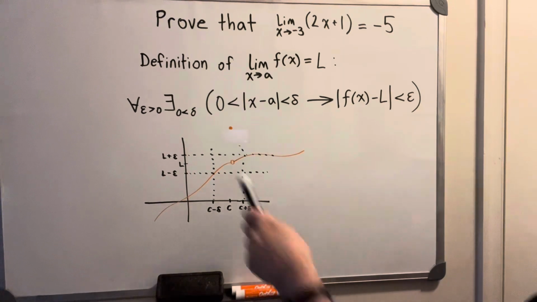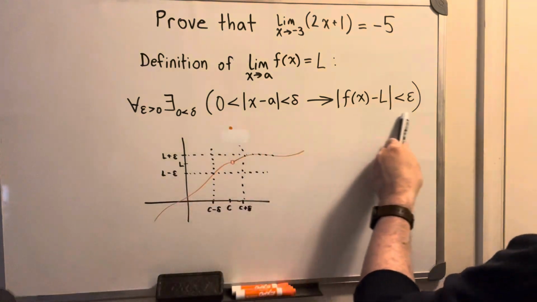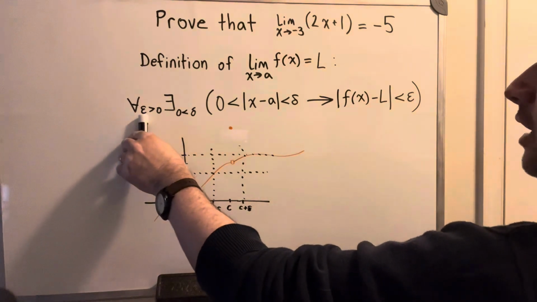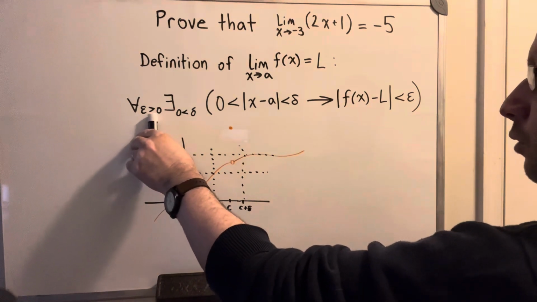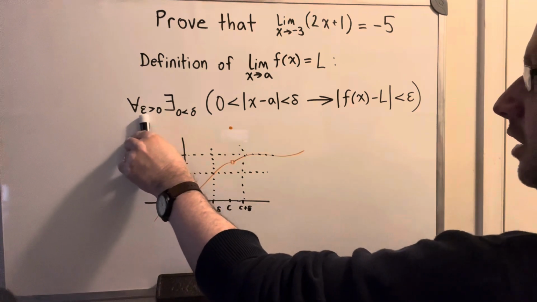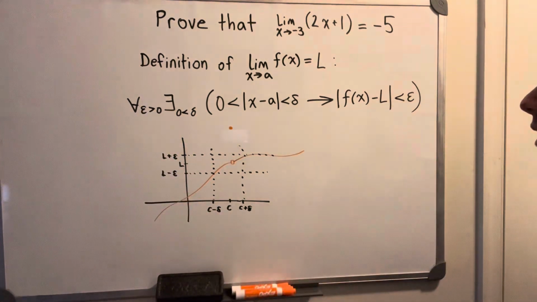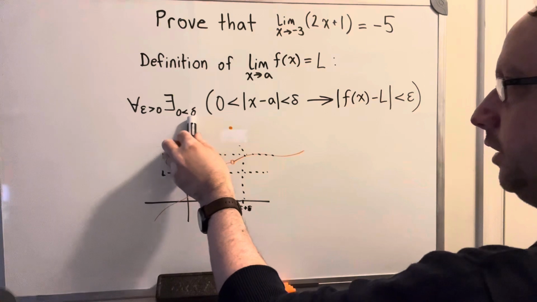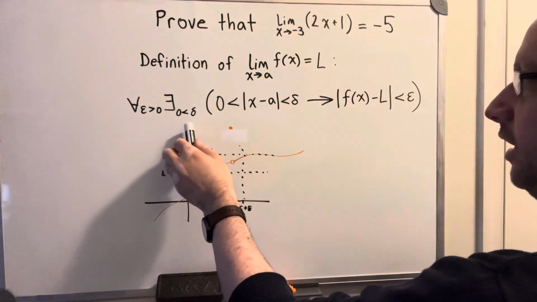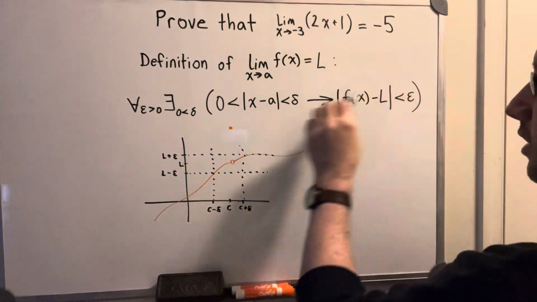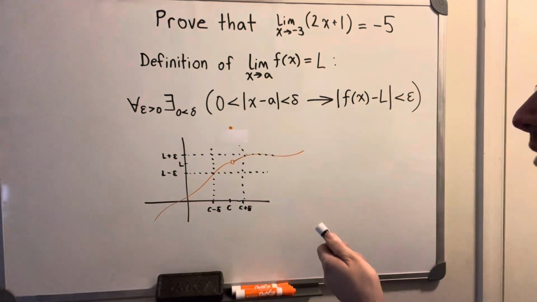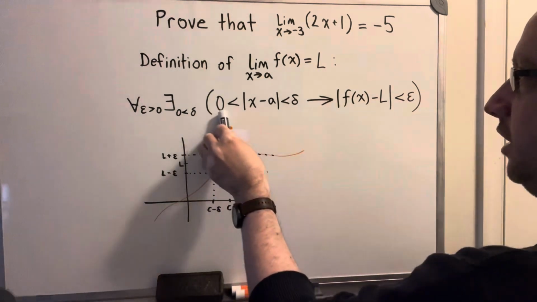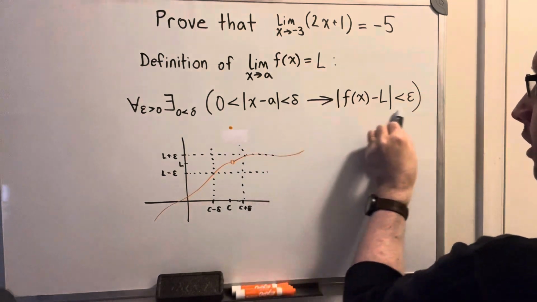And this is a predicate logic statement where you're saying for all values of some epsilon, which is greater than 0, for all positive values of epsilon, there exists a value of delta which is greater than 0, such that what is in the parentheses is true. And what's in the parentheses is an implication, which means if this part is true, then this part is true.